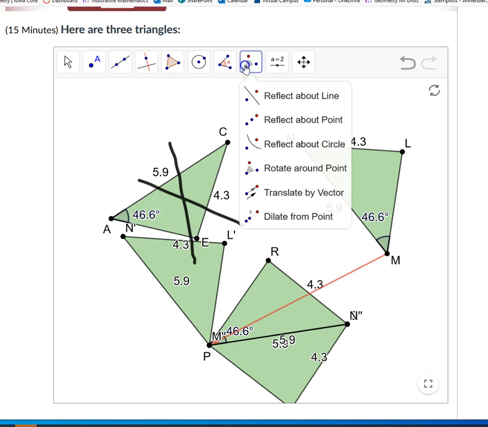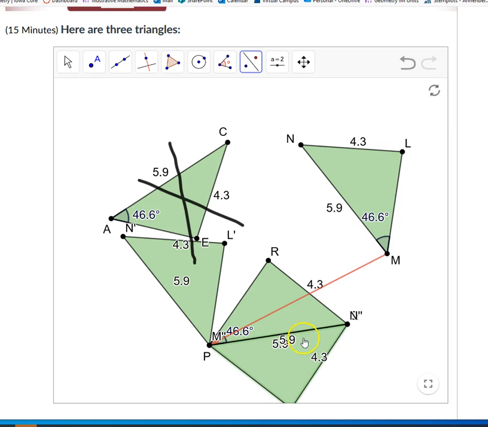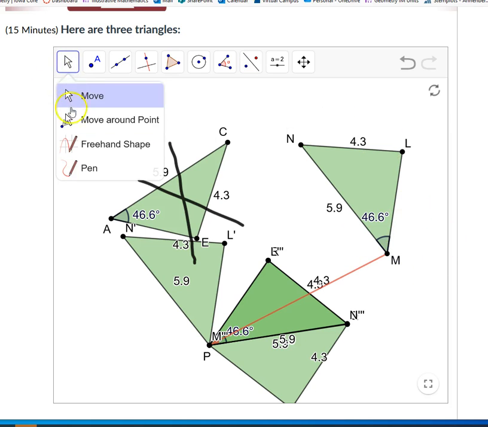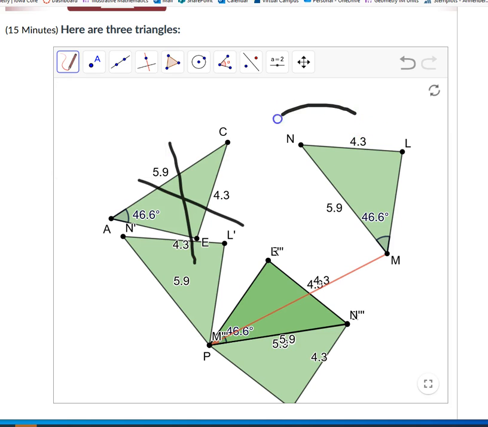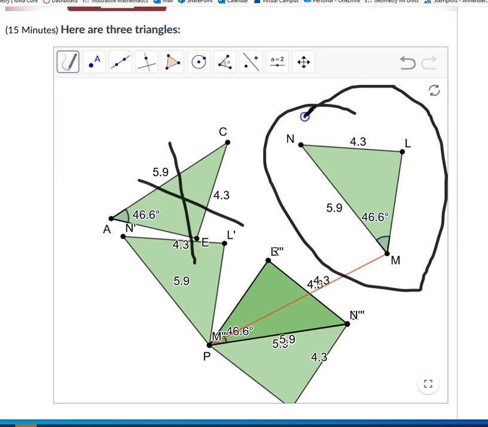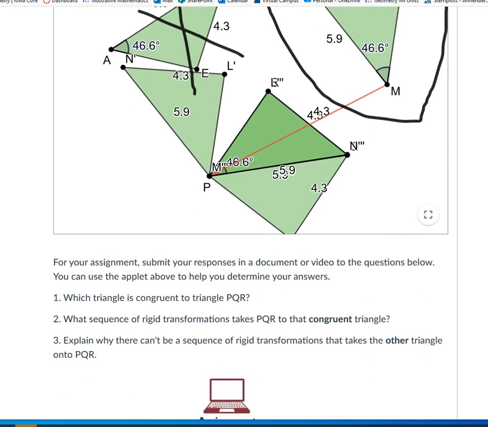Now I'm going to do a reflection. I'm going to reflect this triangle about that line, and it maps on there perfectly. So now I know that this triangle is actually congruent. This one here is congruent. So now, which triangle is congruent? I can answer that question. What was the sequence that takes PQR to the congruent triangle? You should be able to answer that now.